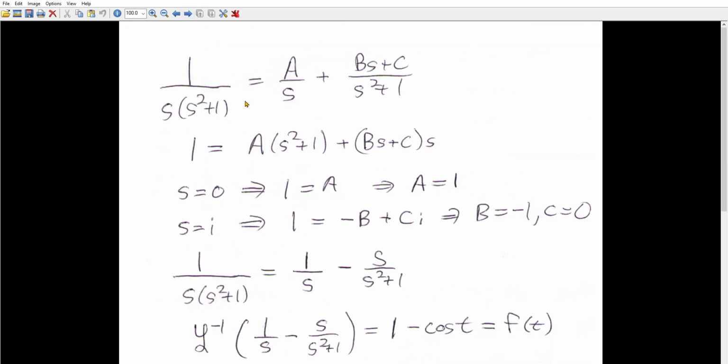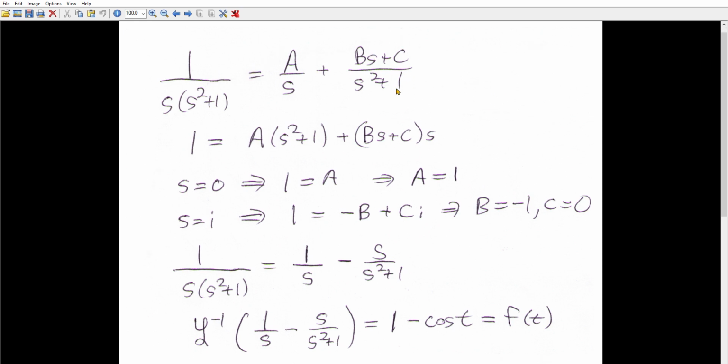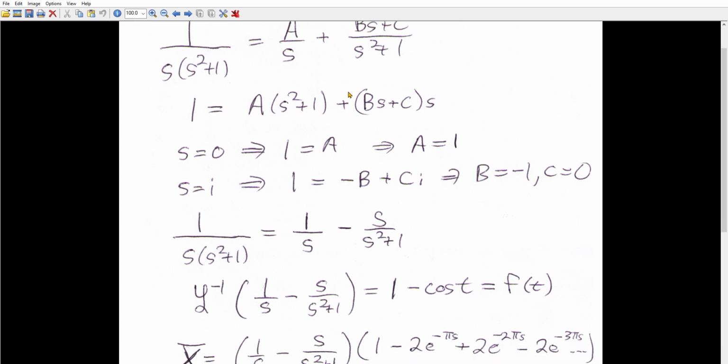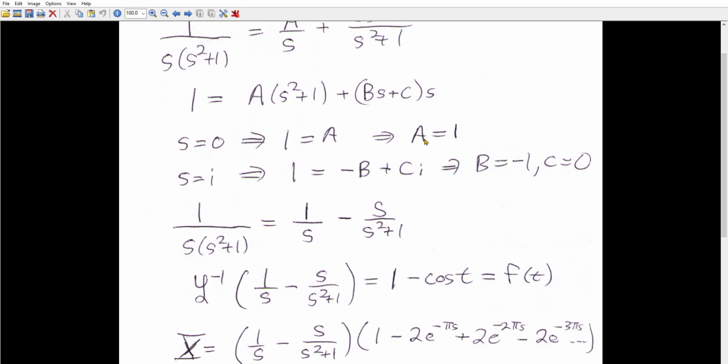Okay, now what we need to do is a partial fraction decomposition for this 1 over s times (s squared plus 1). We're going to write it as A over s plus (Bs plus C) over (s squared plus 1). Multiply through by the denominator, and we get 1 is A(s squared plus 1) plus (Bs plus C) times s. Now, there are some good values. S equals 0 kills off this term, and we just get 1 equals A. Okay, so we know that A is 1.